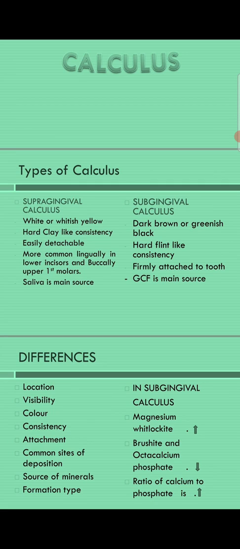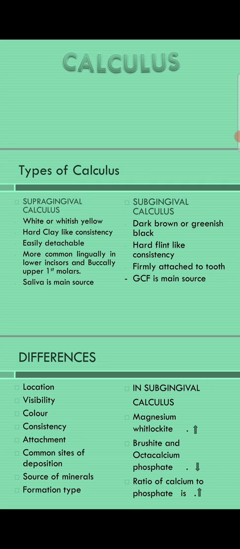Now first, what is calculus? Actually, when plaque becomes mineralized, it is known as calculus. Now there are two types of calculus. Number one is the supragingival calculus, which is present above the gingiva. Second is the subgingival calculus, which is present below the gingiva. Now what is the difference between supragingival calculus and subgingival calculus?